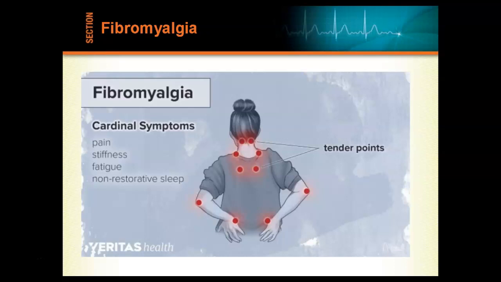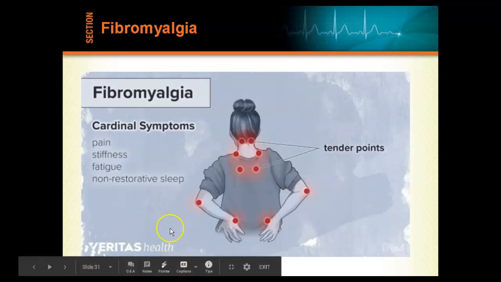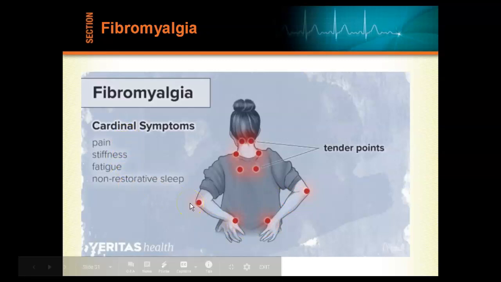And every time I look at this, I think, oh my gosh, I have it, because I do have a lot of pain in my neck and upper back. But just because you have pain in your neck and upper back doesn't necessarily mean that you have fibromyalgia. These are the cardinal tender points: the upper neck, the back, the elbows, and the lower back here. Also, stiffness, fatigue, and non-restorative sleep would be an indication that a patient needs to get checked out for fibromyalgia.